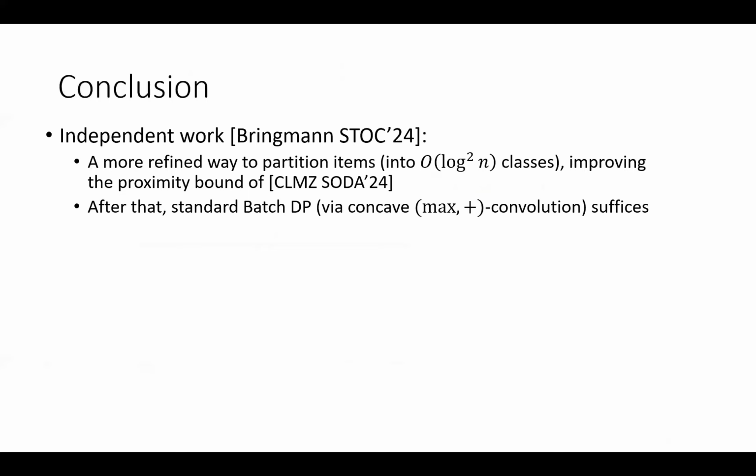Now let me conclude by first mentioning the independent work by Bringmann. His algorithm is different in that he obtained a more refined way to partition the items into roughly log n squared many classes and obtained an improved proximity bound over the previous work. After this partition, he only uses the standard batch DP based on concave max-plus convolution. So overall, his algorithm is simpler than our work.